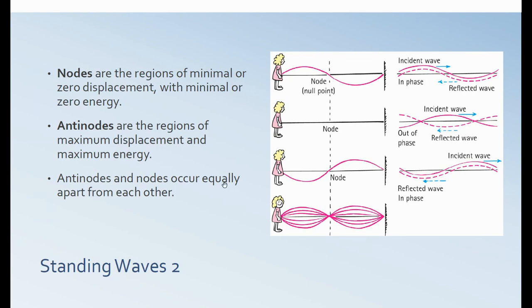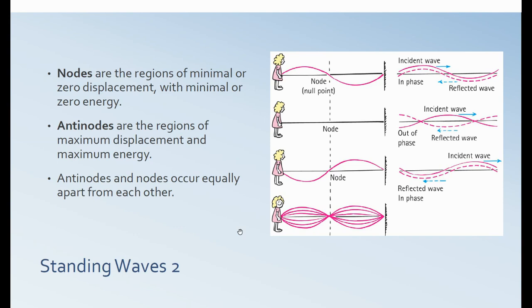But now we have our antinodes, which are regions of maximum displacement. So those guys are right here, kind of in the middle of the wave, where the rope has moved the furthest away from the midpoint, either the crest or the trough. So those would be the antinodes. And our antinodes and nodes occur equally apart from each other. So we have a node here, antinode here, node here, antinode here, etc.